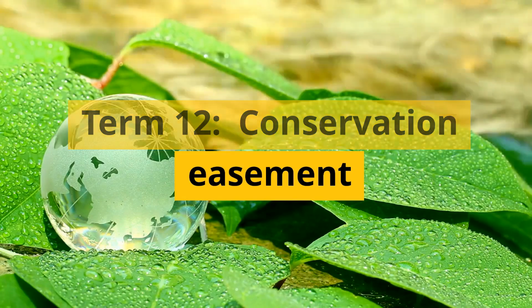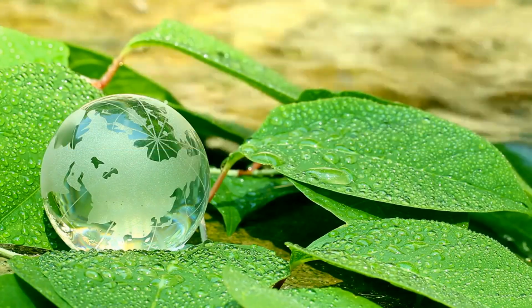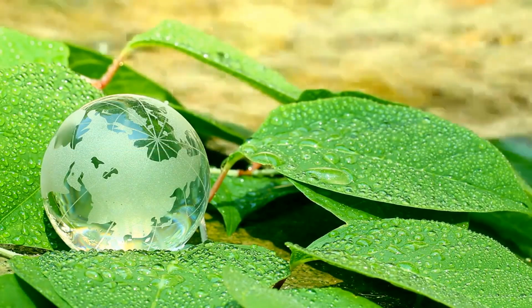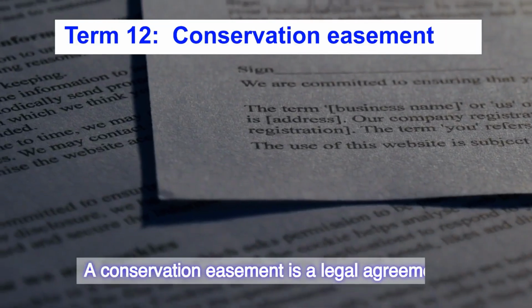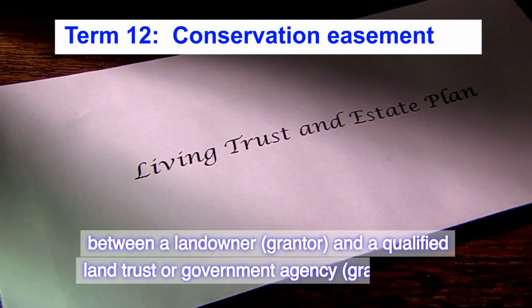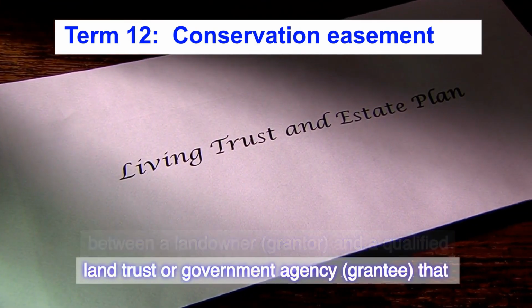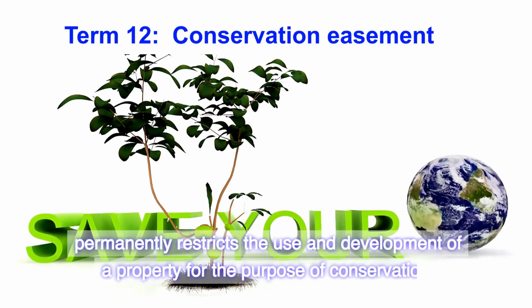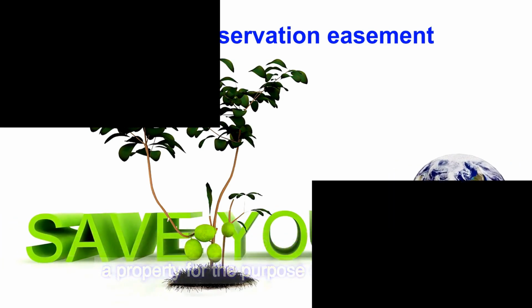Term 12. Conservation easement. A conservation easement is a legal agreement between a landowner, grantor, and a qualified land trust or government agency, grantee, that permanently restricts the use and development of a property for the purpose of conservation.